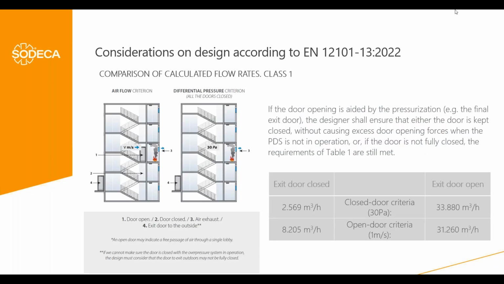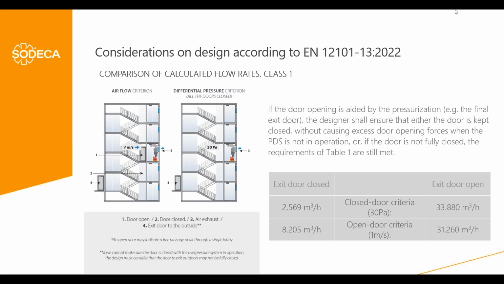This is important to consider because here we have an example of the calculation if this door is considered fully open or fully closed. On the left side of the table, if the exit door is closed, you see to maintain the 30 pascals, we need to provide 2,569 cubic meters per hour. And in the door open condition criteria, in that case 1 meter per second, class 1, we can make the calculation for class 2 also. It would be more or less double the flow, more or less. We have 8,205 cubic meters per hour.